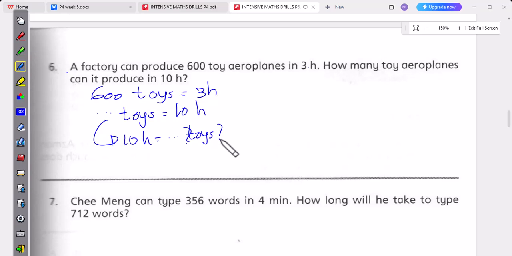So here we have 600 toys. Toys can be produced in 3 hours. It means we have to find out how many toys can be produced in 1 hour.